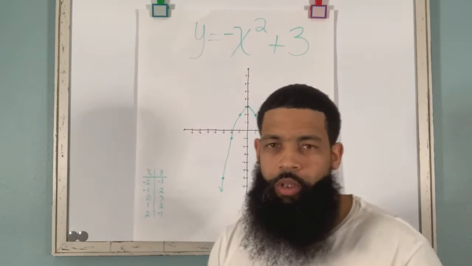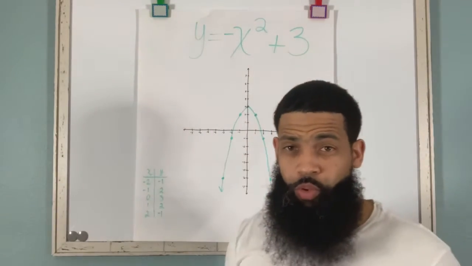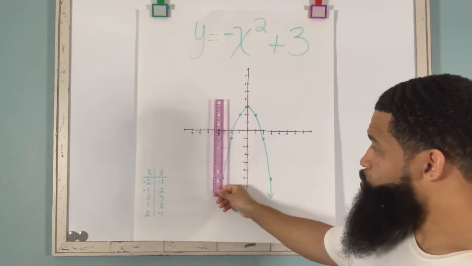But if we do the same thing, this vertical line test, I'm going to use the ruler at the same time and drag this ruler across the graph.